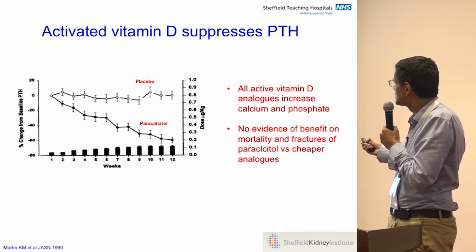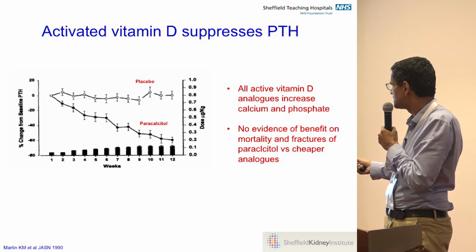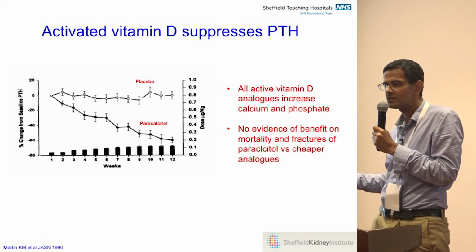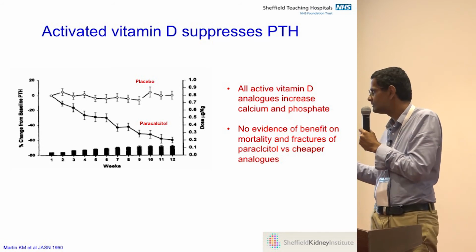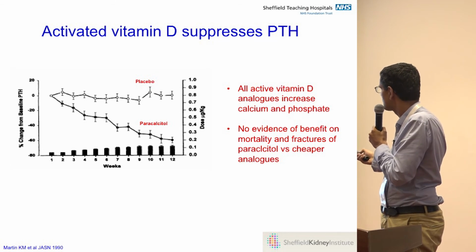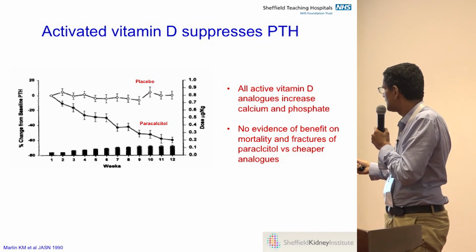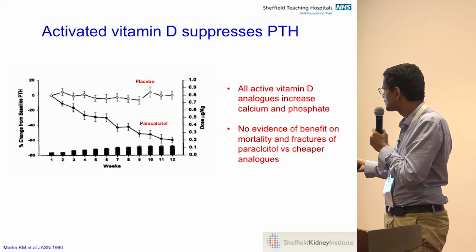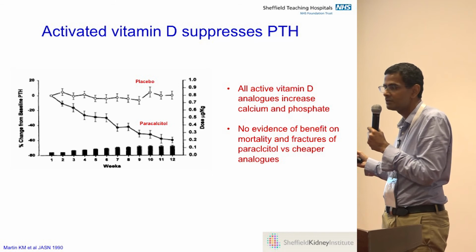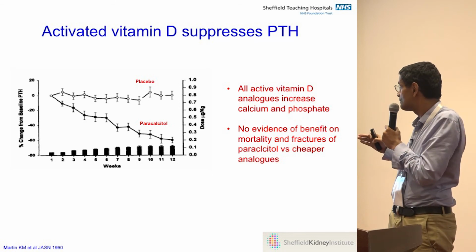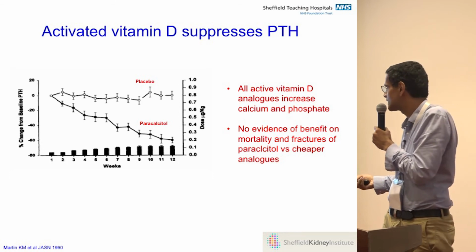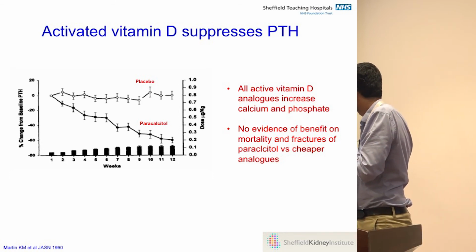We all can give active vitamin D, and as you all know, active vitamin D suppresses PTH really well. So this is paricalcitol, alfacalcidol, calcitriol, whatever vitamin D you use, they all work fine. The problems with active vitamin D are they increase calcium and phosphate. And although the makers of paricalcitol will tell you to use it, it's a lot more expensive, and there's no evidence that it's better in any way, either in terms of mortality or fractures or calcium or phosphate, than any of the other, cheaper analogues.